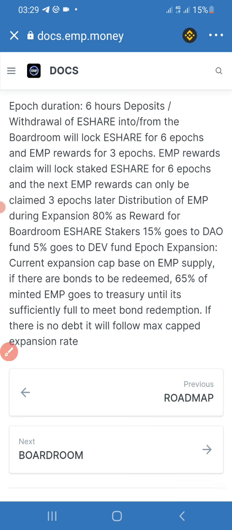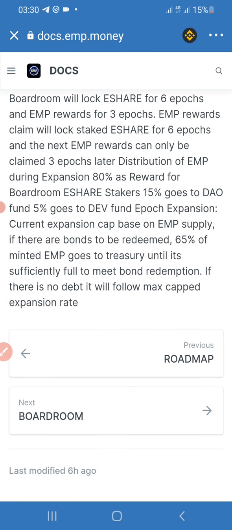So they also explain other things, like the boardroom share. Boardroom takers will get 80%, 15% will go to the DAO, and 5% funds will go to the developer. So 80% of the expansion reward will go to the boardroom. 15%, like the way the company is invested in, we need to get money to run the company, which is the DAO. 5% is to pay the person that is working on the project, which is the developer. 80% will go to you, that is the investor.